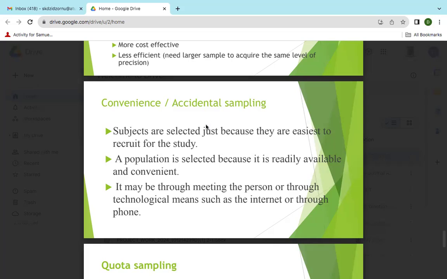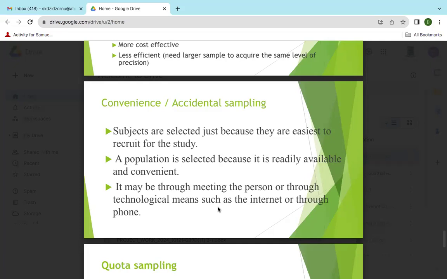Here subjects are selected just because they are easiest to recruit for the study. A population is selected because it is readily available and convenient. It may be through meeting the person, or through technological means such as the internet or phone. So let me quickly explain this. Convenience sampling is a non-probabilistic sampling method which involves sampling based on proximity to the population.